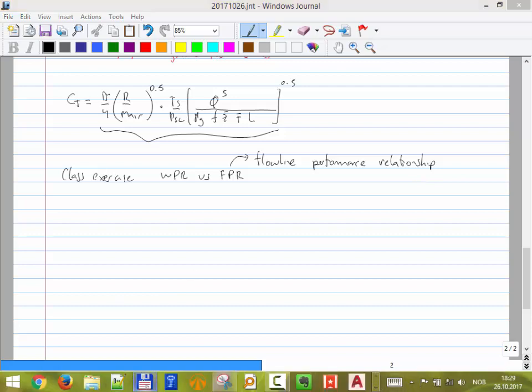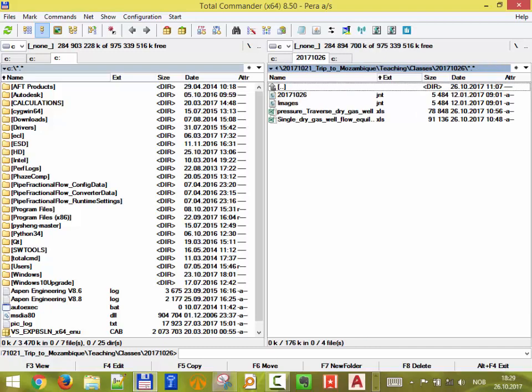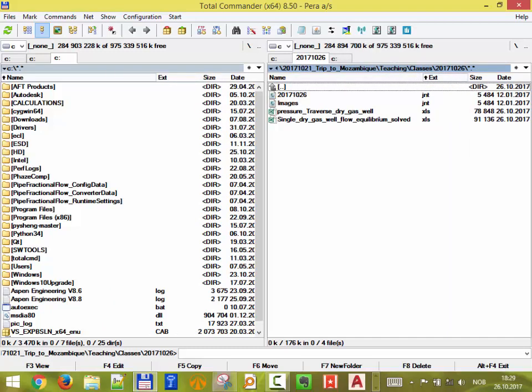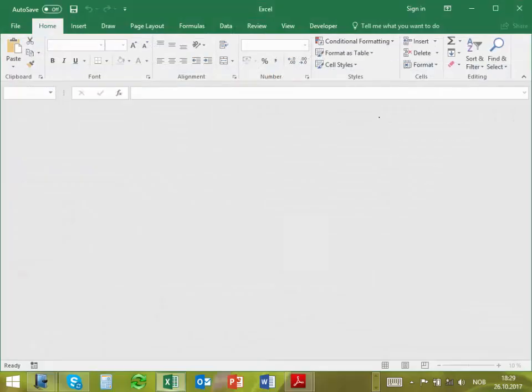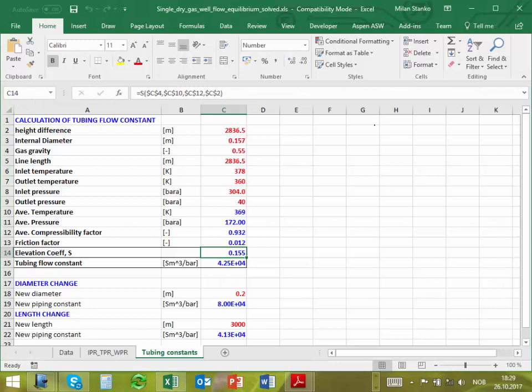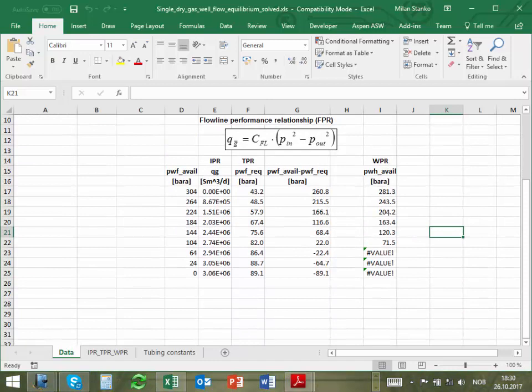So let's open this file. It's called single dry gas well, and actually that's solved. That already has what we have done yesterday. Go to data, and that's exactly what we have done, the WPR, IPR, and the TPR. Yes, so now we have to create another column called PPR.